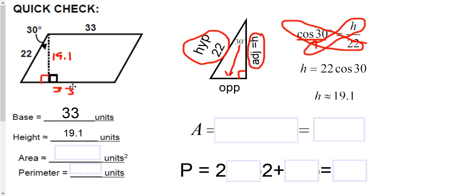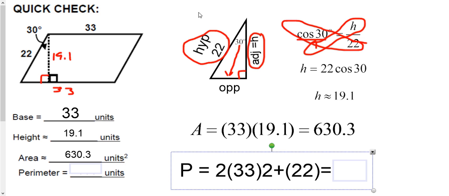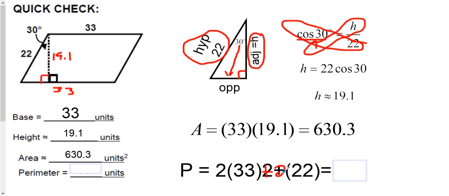So area equals the base, which is 33, times the height we just found, 19.1, which comes out to 630.3. The perimeter: 2 times this side, which is 33, plus 2 times this other side, not the height, 2 times the 22. Oops, I got my plus a little messed up. Sorry about that. So this should have been the plus and the 2 here. I'm always making one mistake. So 2 times 33 plus 2 times 22 comes out to 110.